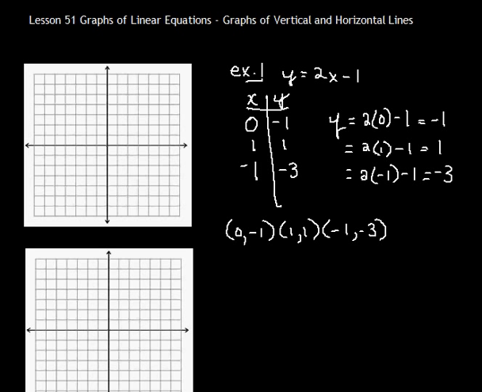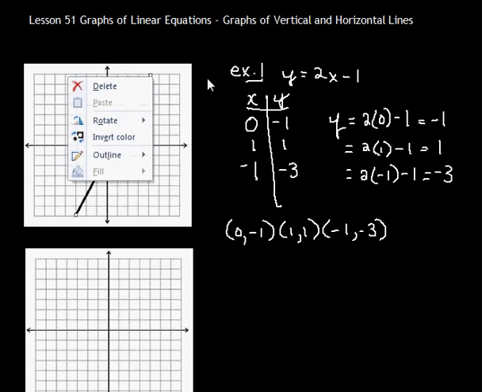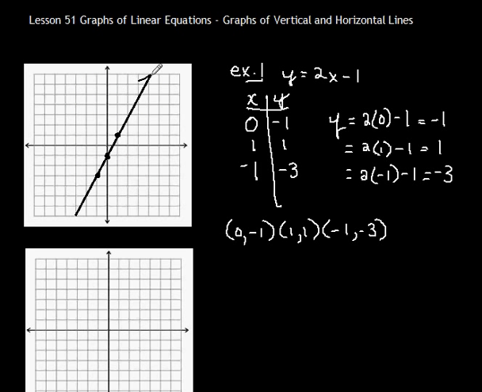Now we're just going to plot these points. So we go over here, we have 0, and we go down -1. Remember, we go left and right 0, down -1. And then we have 1, 1. And then we have -1, -3. And you can see they line up on a line. If they don't line up on a line, then one of your values is wrong, and then you connect them with a straight line. You can use a ruler. That makes them nice and straight, and graph paper is really helpful to have. And so that's our first line that we graph. Not too bad. Let's try another one.